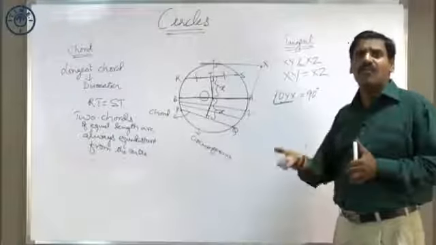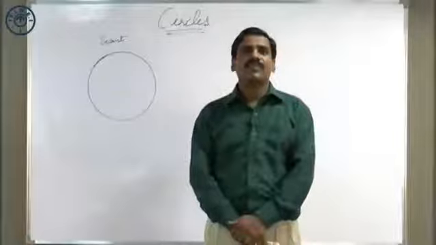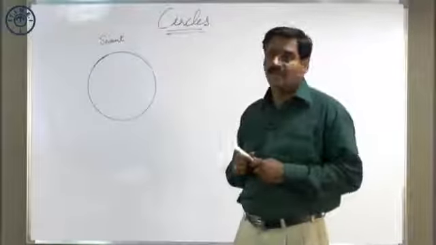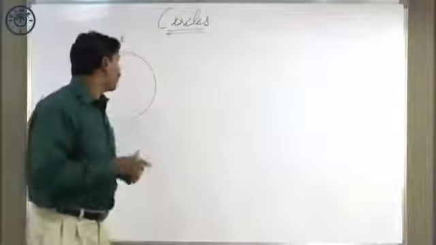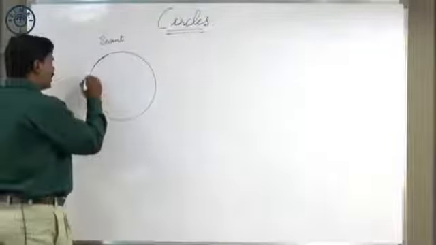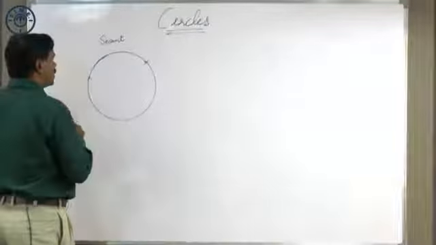Let us focus on some more aspects based on circles. One more concept that we can associate with circles is secant. A tangent is a line that touches the circle at only one point, and a secant, the line that cuts the circle at two points on its circumference, is basically known as a secant.